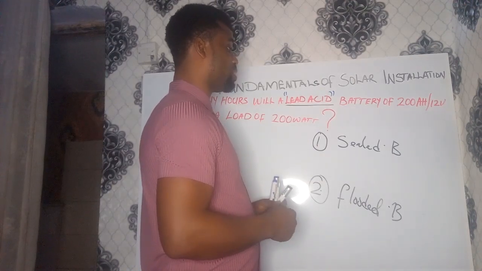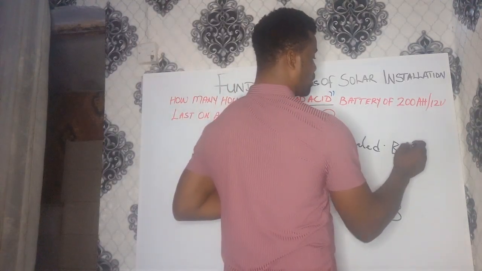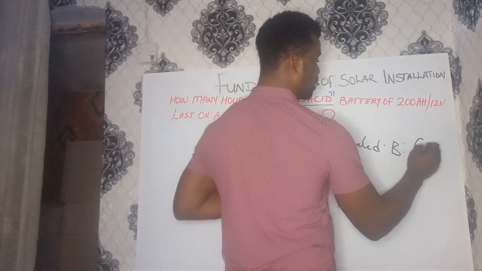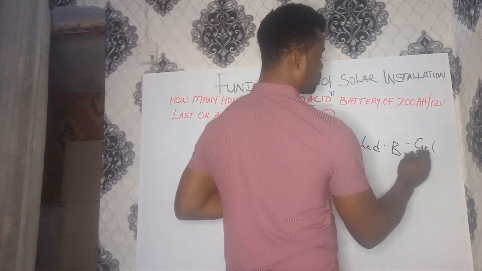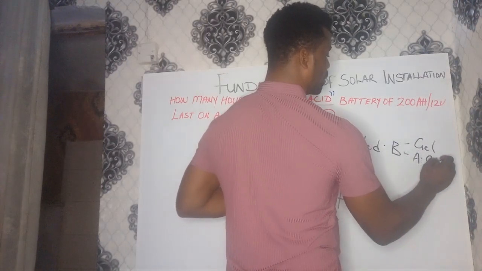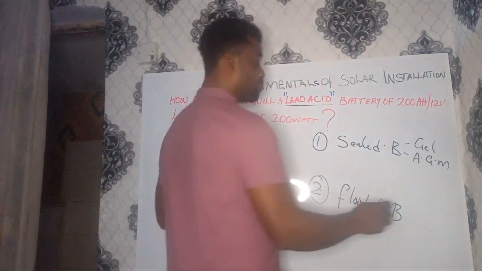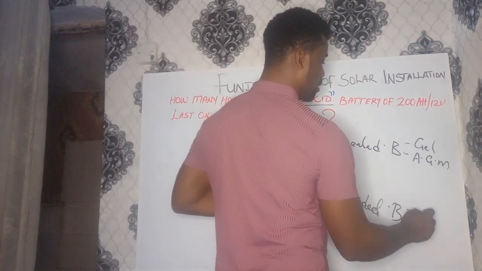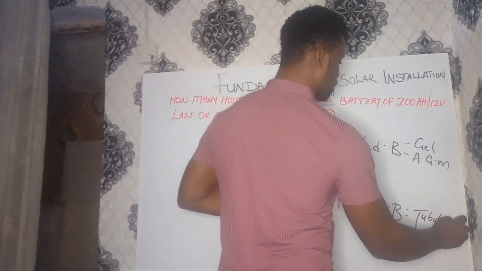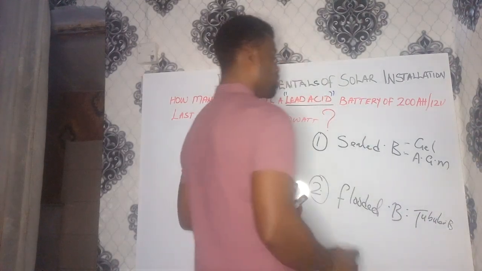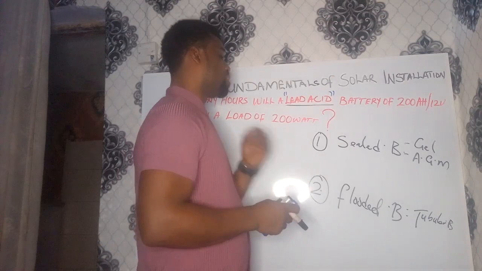Examples of sealed battery are: 1, the gel battery, and 2, the AGM battery. Examples of a flooded battery are the tubular batteries. Please, there's more to this again.